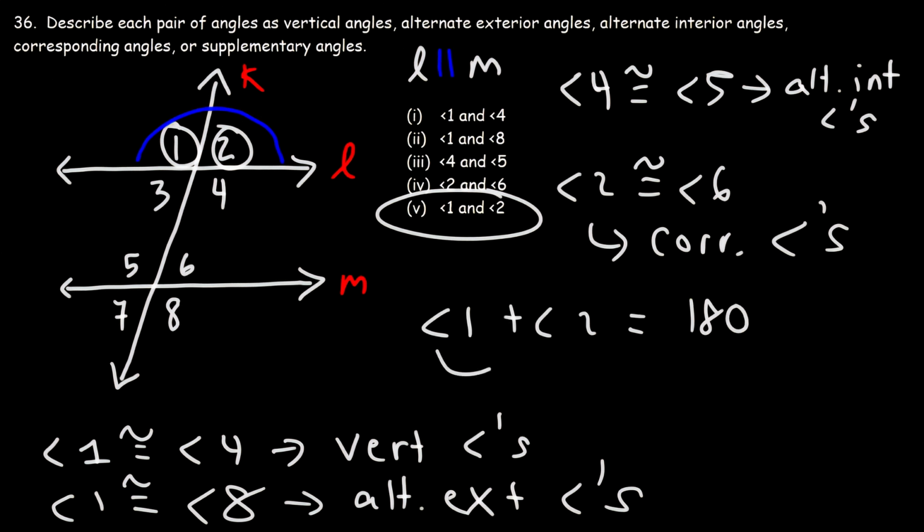So those two angles are said to be supplementary angles. Anytime two angles add up to 180, they're supplementary. If two angles add up to 90, they are complementary. So these are some things you want to keep in mind.